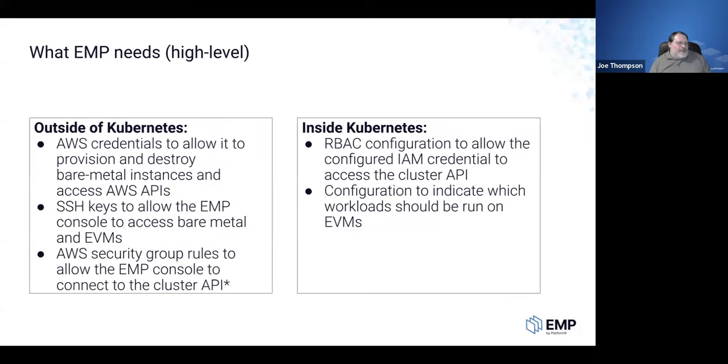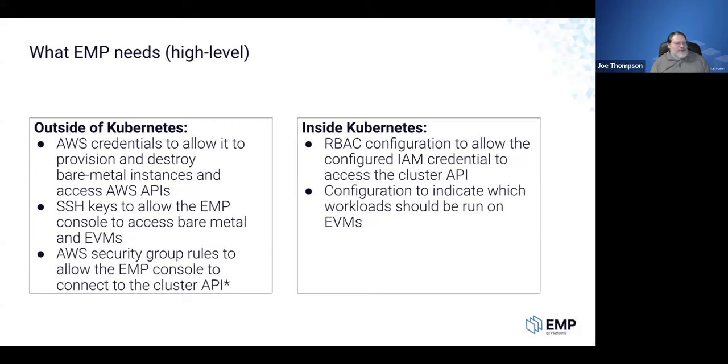So what do we need for this? Well, as you might expect, we need some of the same things that Karpenter does, because we're doing some of the same things. We're provisioning infrastructure in AWS. That means that we need an AWS credential. And we need to be able to access the AWS APIs to do that, so that we can provision and destroy those bare metal instances. Because of the way we manage these things and build that virtualization layer and such, we also need an SSH key to be provided. Right now that's provided for the bare metal as an AWS key pair. For the EVMs, it's provided as just an SSH public key, and then we embed that into each one of those so that EMP can do its management magic.